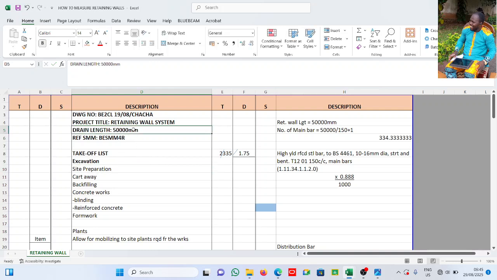Let me leave it at 50 meter. Our 50 meters multiplied by 1000 is 50,000 millimeter. This is basically what we have. These are the takeoff list: we have excavation, that's site preparation, cutaway, backfilling, concrete works, blinding, reinforcement, formwork. Basically what we want to do.